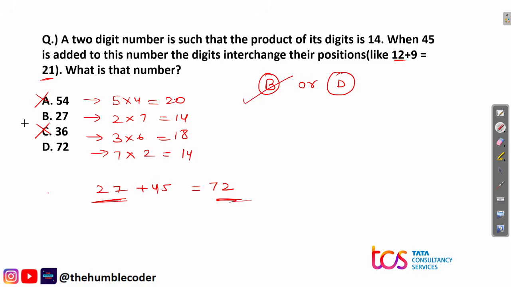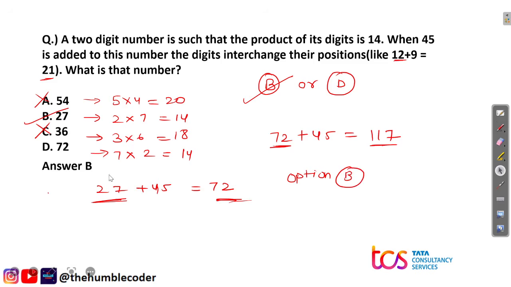Now we have got the answer as option B, but let's check for 72 also. What if we add 45 to 72? Well, if we add 45 to 72, then in that case we get 117, which is not an interchange of the digits. So that is why we have got the answer as option B. So the correct answer is option B. Let's check the answer now. You can see that B is the correct option for this question.